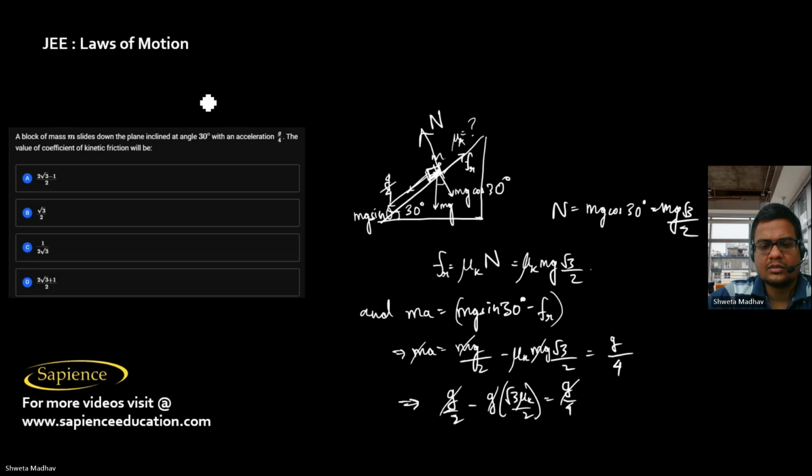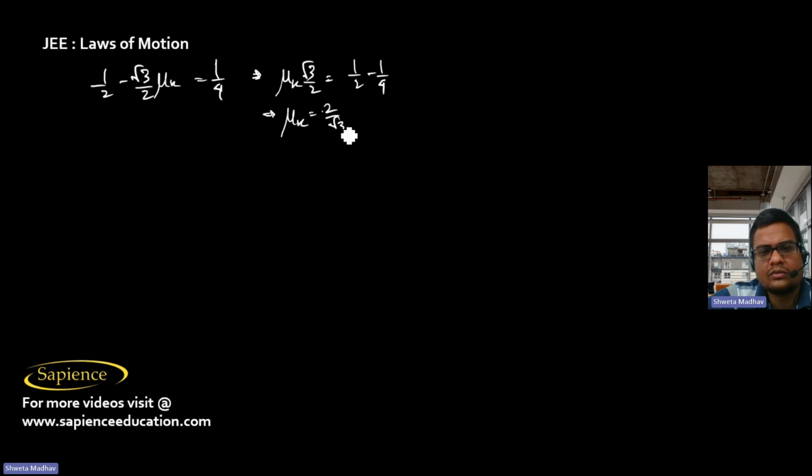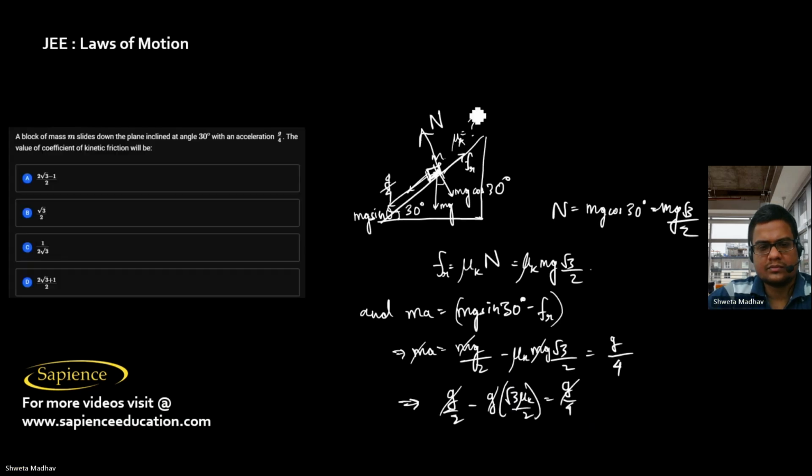Then we will get 1 by 2 minus root 3 by 2 mu k is equal to 1 by 4. So therefore mu k into root 3 by 2 will be equal to 1 by 2 minus 1 by 4, that is 1 by 4 only. So mu k will be equal to 2 by root 3 into 1 by 4. So this is 2 to the 4. So mu k equals 1 by 2 root 3. So therefore the value of the coefficient of kinetic friction is 1 by 2 root 3. So option C is the correct answer.